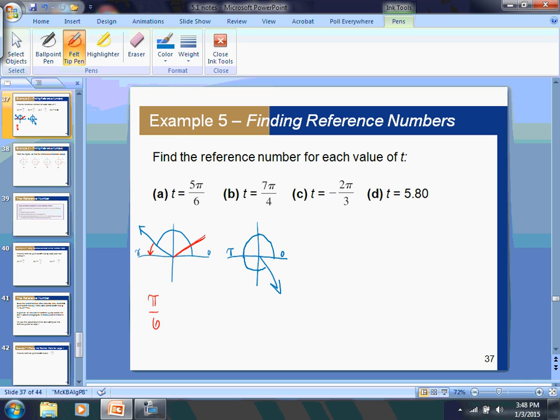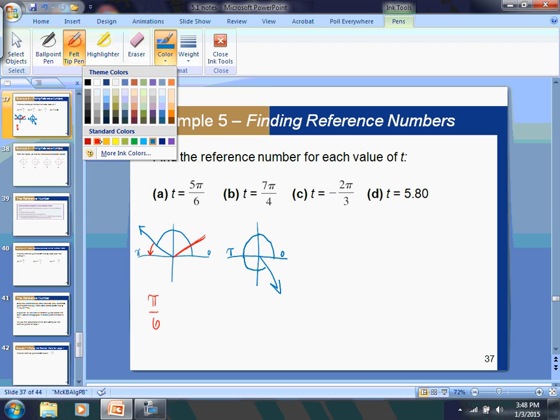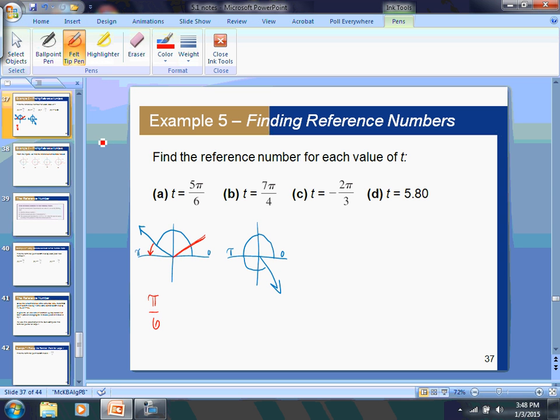Okay. So basically to find my reference, that's how far do you have to go to get back to the x-axis. Well, I'm going every fourth, so my distance to get back to the x-axis is going to be π/4. And again, this angle right here is going to have the same ordered pair as π/4 up here in the first quadrant. It's going to have the same terminal point ordered pair. So that's why this reference number or reference angle is important.